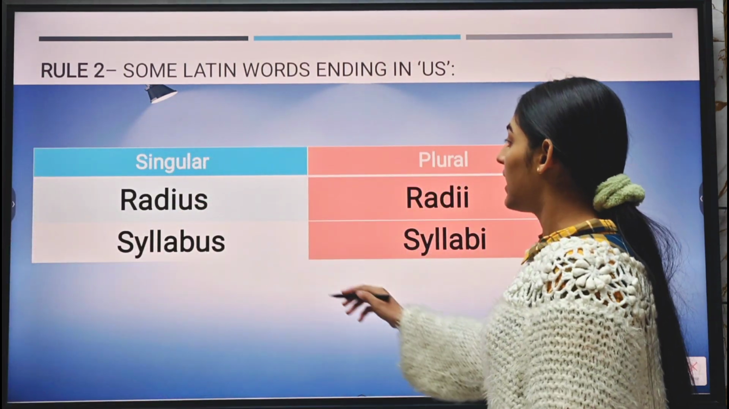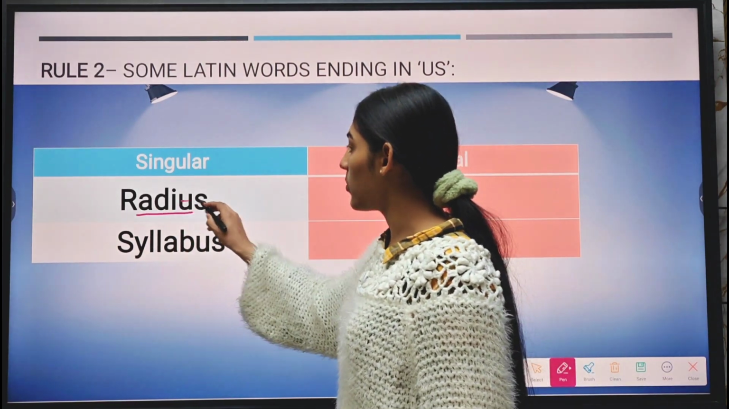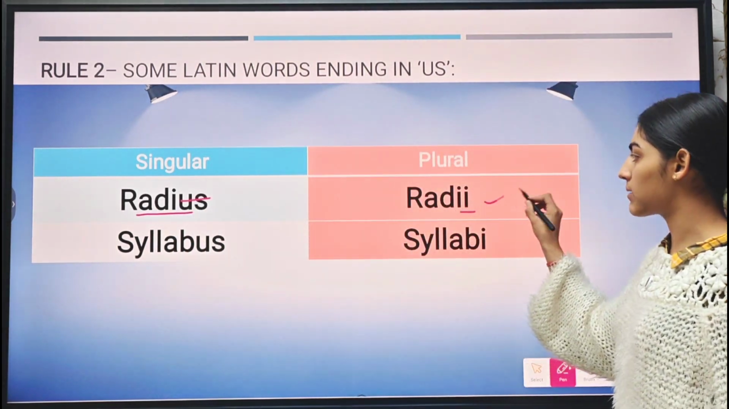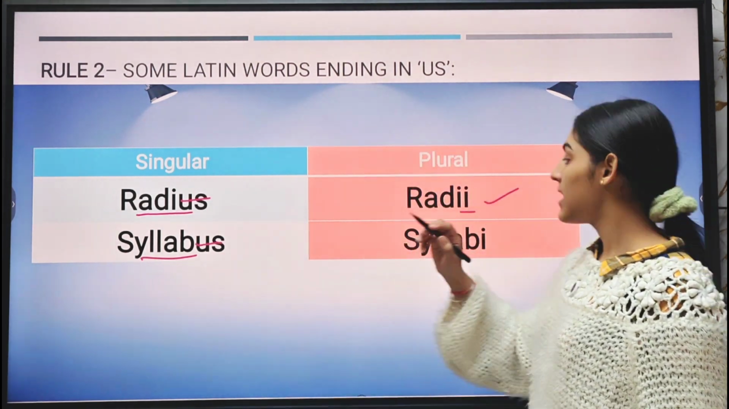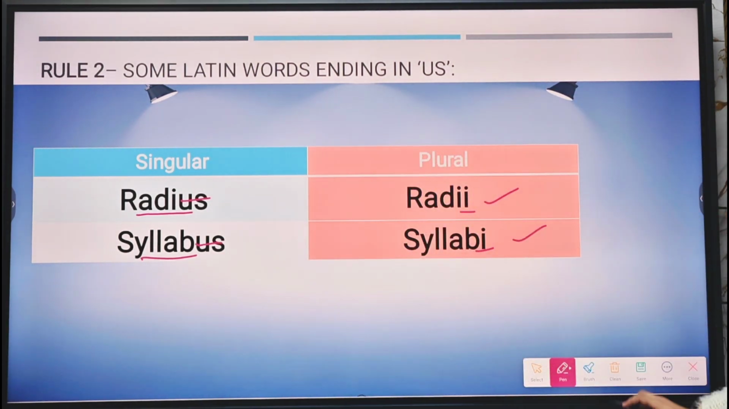Now let's see them. Here is the word radius. By removing us, we will add i to it. It becomes radii. And in this word, we have syllabus. By removing us, we will add i to it, and it becomes syllabi.